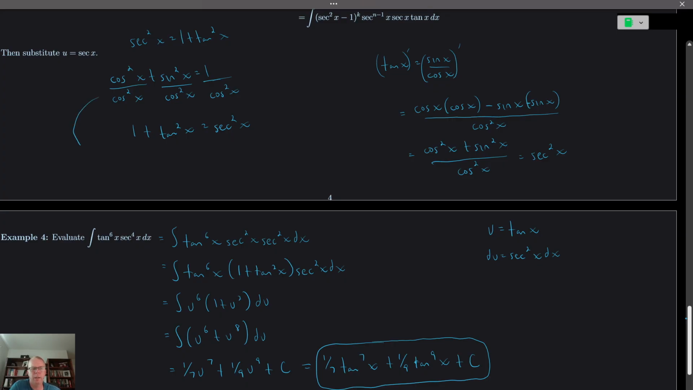So let's do that. We'll just say divide by sine squared instead of cosine squared. So then you'd have cosine squared over sine squared, which would be cotangent squared. Sine squared over sine squared would be 1, and then 1 over sine squared would be cosecant squared. So there's our other one.